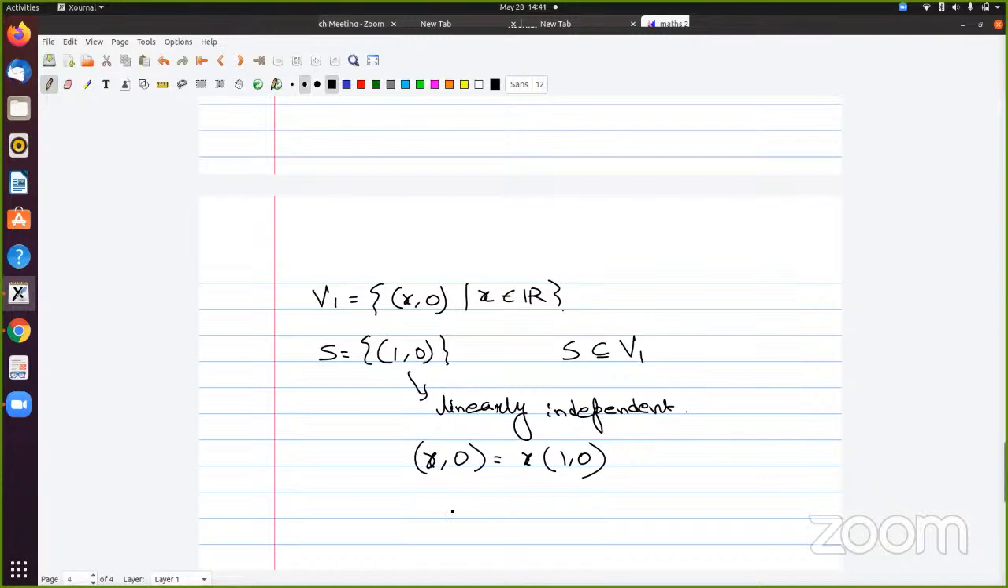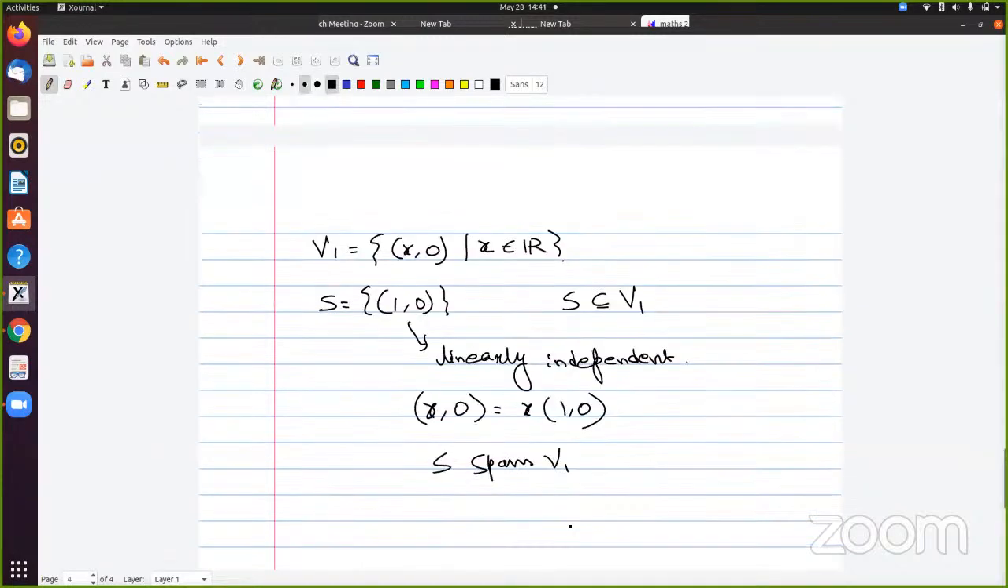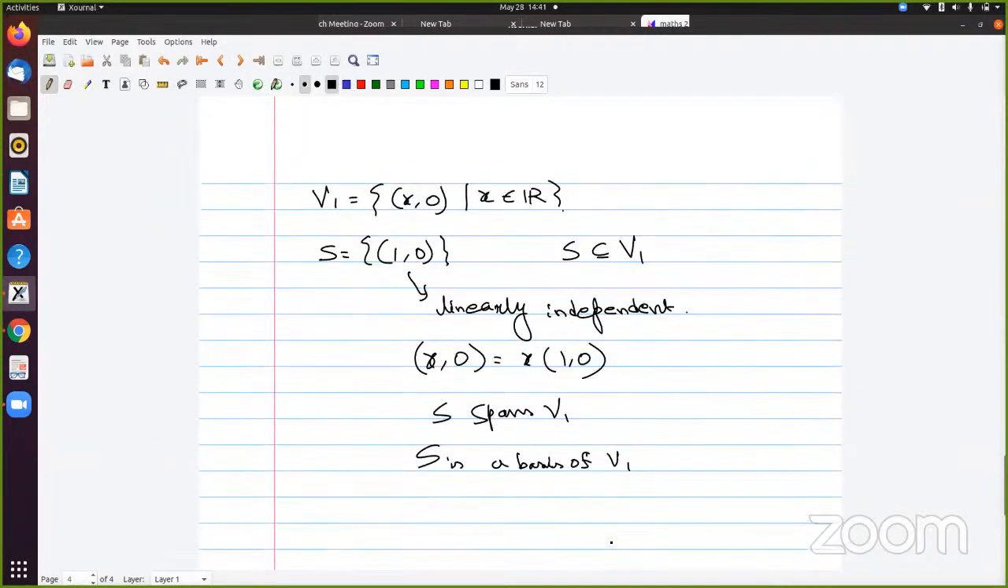So S spans V1, so S is a basis. Exactly, for this subspace, this is a kind of standard basis. So what is the dimension of V1? 1.